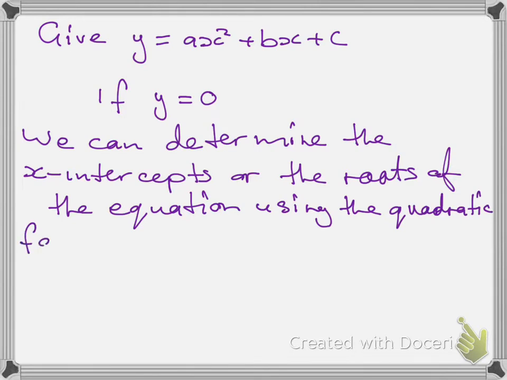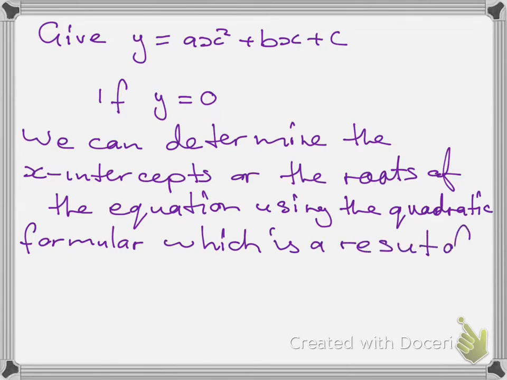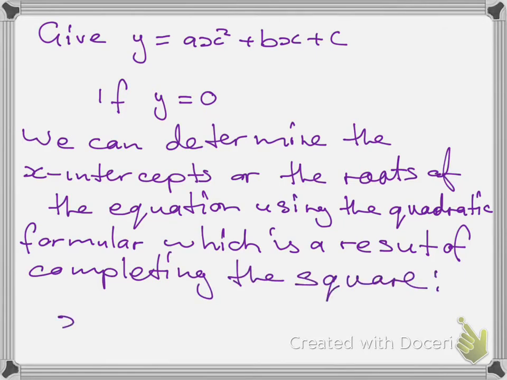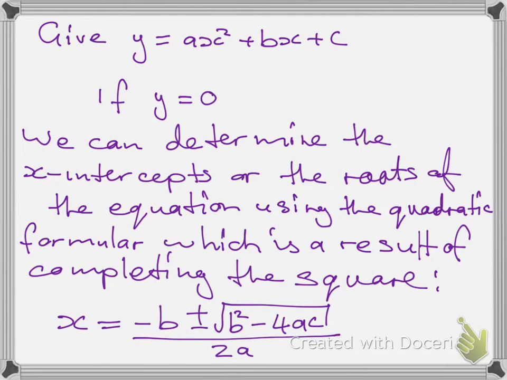We use the quadratic formula. The quadratic formula is a result of completing the square, so by this lesson you should have done completing the square. So x will be equal to negative b plus or minus the square root of b squared minus 4ac, all over 2a. This is the result of completing the square, which by now, watching this lesson, you should be able to do for a quadratic equation.